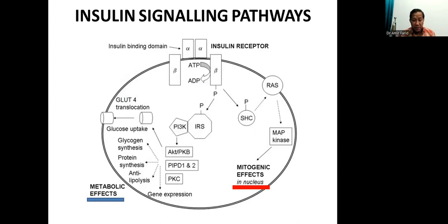The other major pathway is the mitogenic effect in the nucleus. That is, it works on the chromosomes and the genes, and is important in giving signals for the cells to multiply, to reproduce, and also very important for cell survival. Okay, so insulin is not just about glucose. It's also about fat and protein and gene expression, and about cell survival and cell reproduction, cell multiplication.